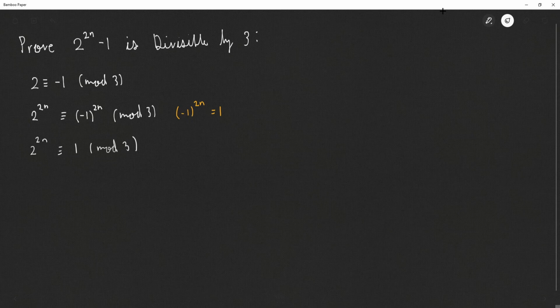And now if you subtract 1 from both sides, this gives us 2 to the power of 2n minus 1 is congruent to 0 modulo 3. Which means that 2 to the power of 2n minus 1 is divisible by 3 for every integer n greater than or equal to 1.